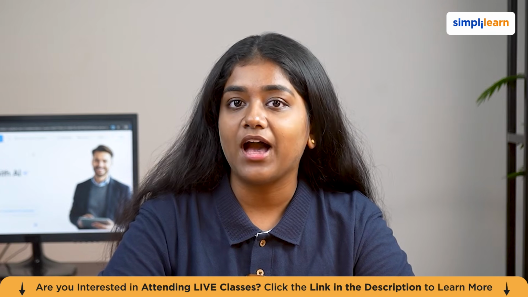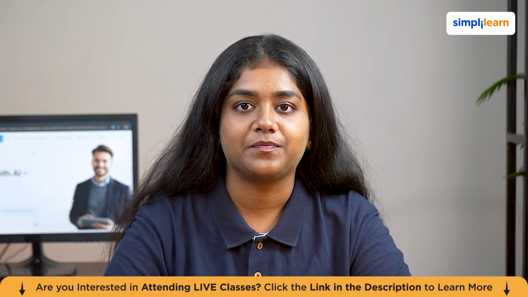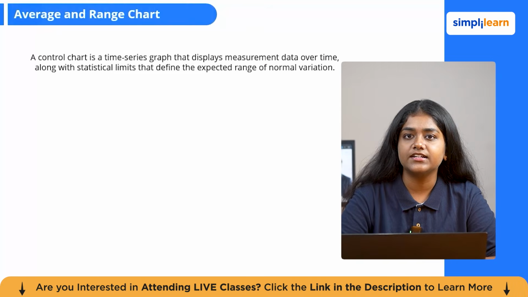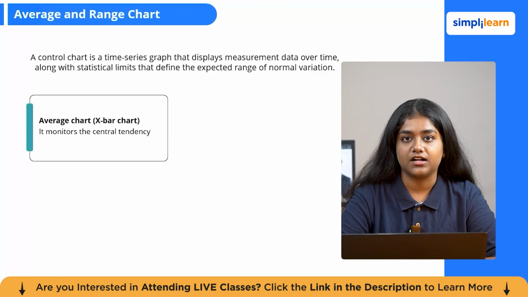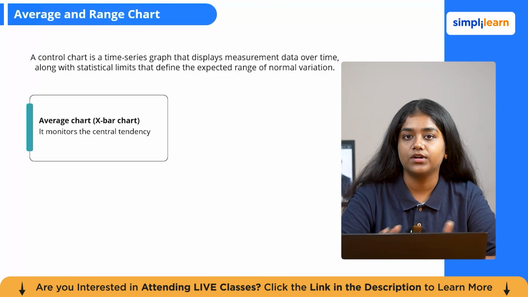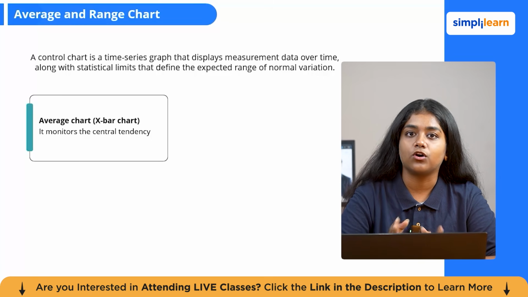So now let's look into average and range chart concepts. The primary tool for conducting a stability analysis is the control chart, specifically the average bar chart and the range chart. Let me explain these concepts clearly. A control chart is a time series graph that displays measurement data over time along with statistical limits that define the expected range of normal variation.